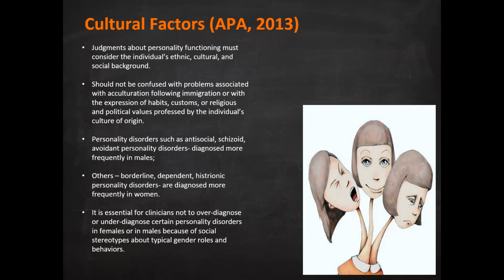individual's culture of origin. Personality disorders such as antisocial, schizoid, and avoidant personality disorders are diagnosed more frequently in males, while borderline, dependent, and histrionic personality disorders are diagnosed more frequently in women. It is essential for clinicians not to overdiagnose or underdiagnose certain personality disorders in females or in males because of social stereotypes about typical gender roles and behaviors.